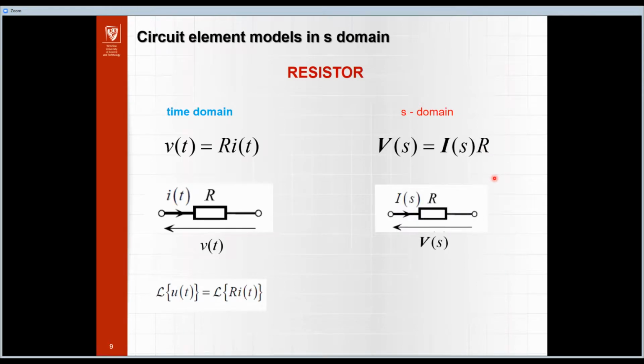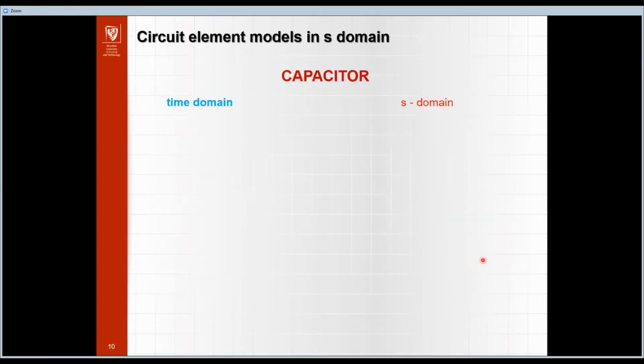And this is the same for resistors, of course, and for a resistor it is simple, because instead of i(t) we just write I(s), and the same for the voltage. Okay, these are the simplest elements. The second is the capacitor, and for the capacitor we have a couple of equations that describe it for voltage and for current.